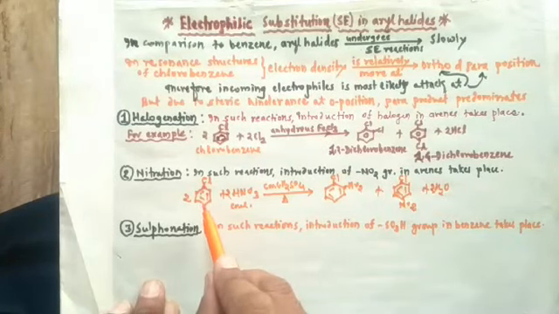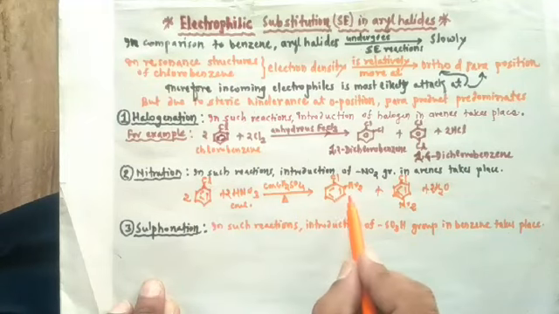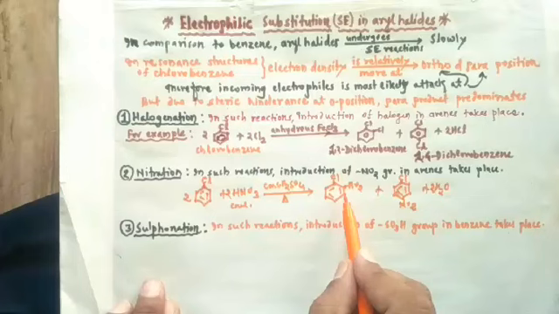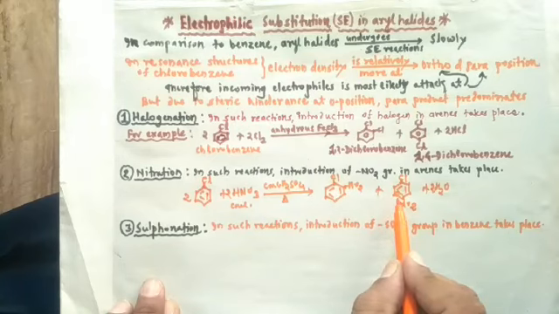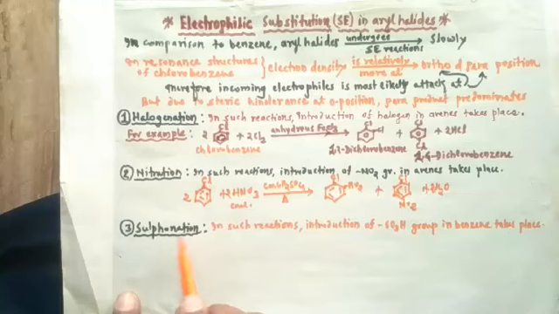So chlorobenzene on reacting with the nitrating mixture gives 1-chloro-2-nitrobenzene, and the second one is 1-chloro-4-nitrobenzene. So after studying the nitration reaction, now we are going to study the next reaction, that is the sulfonation reaction.